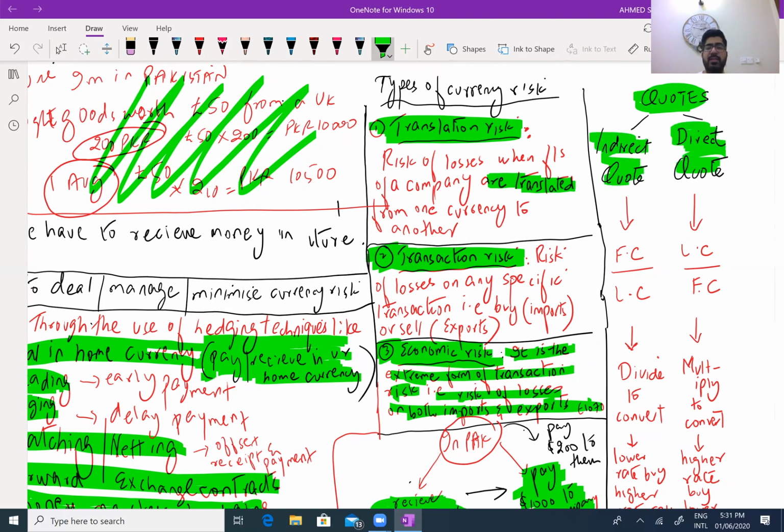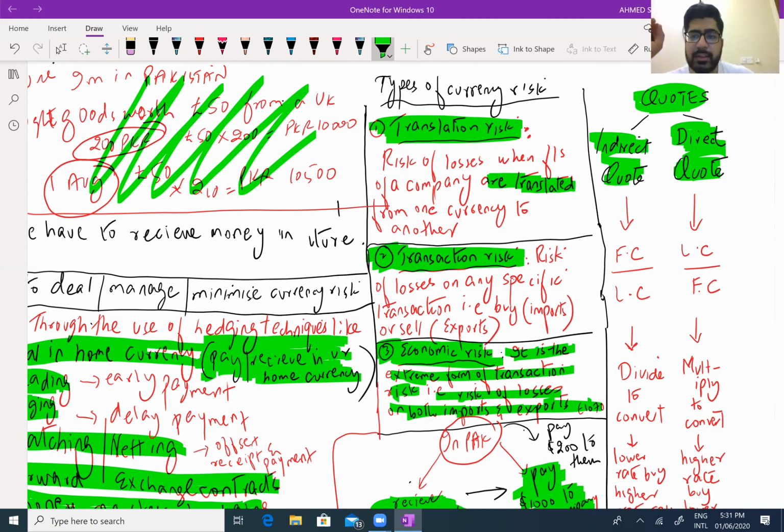You might have studied this in F9 Financial Management as well. However, we are repeating it with you again. There are 2 types of quote operational in the real world. One is called indirect quote, one is called direct quote. Okay. What is the difference between indirect quote and direct quote? There are three differences which you need to learn.